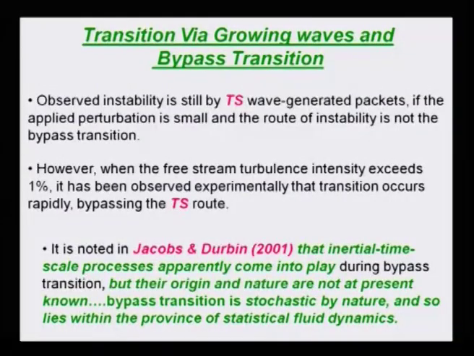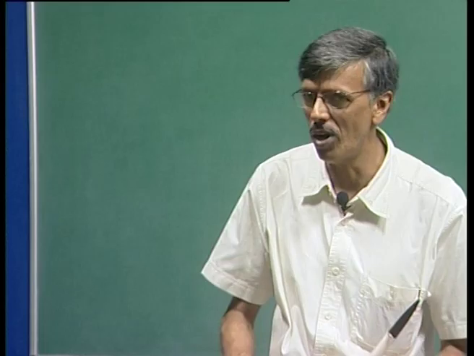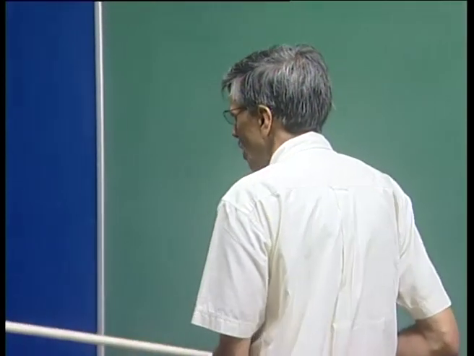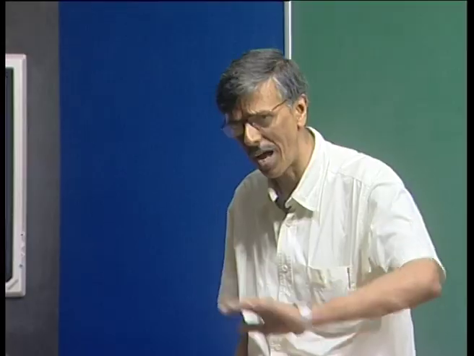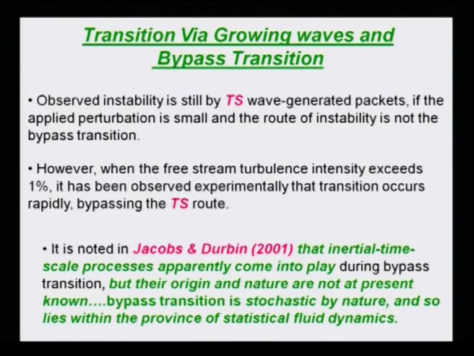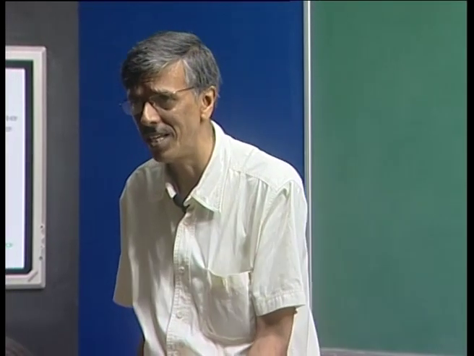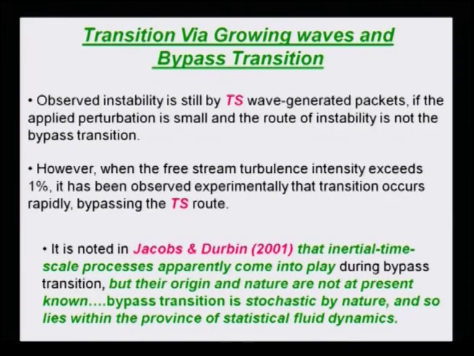Okay. It's interesting that Jacobs and Durbin made this observation, which we would not like to agree with immediately. What they say is that inertial time scale processes come into play during bypass transition. You are not having a TS wave, so there are additional time scales coming about. This is due to the inertial acceleration term, right? Convective acceleration term. But they confessed that their origin and nature were not known to them for sure.